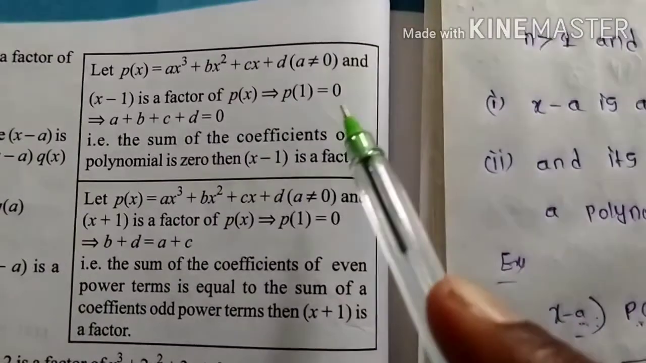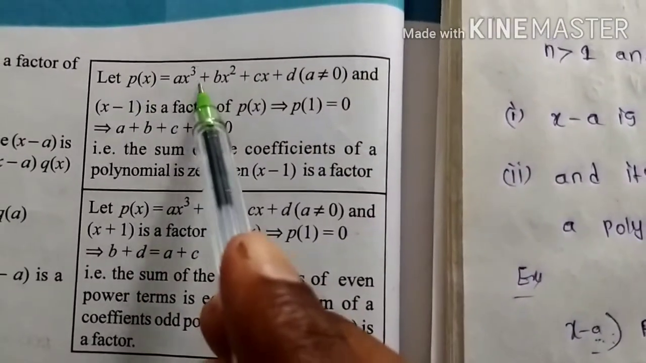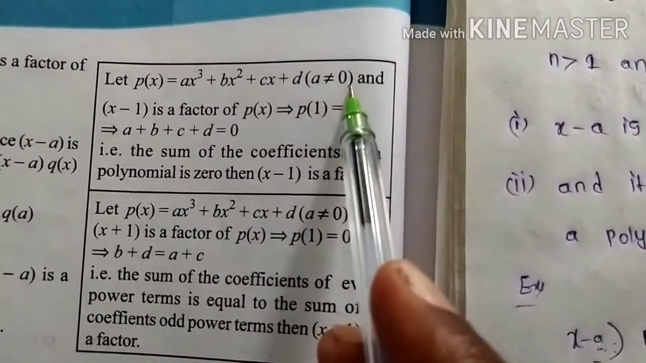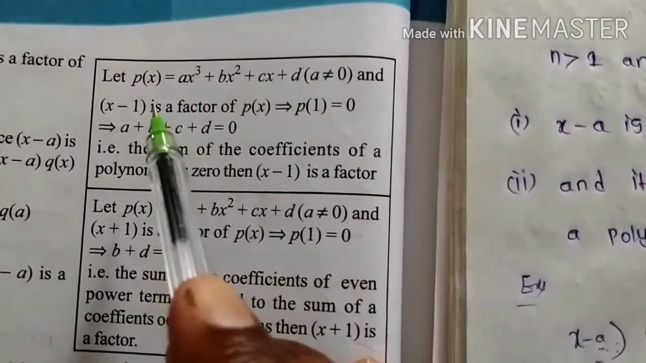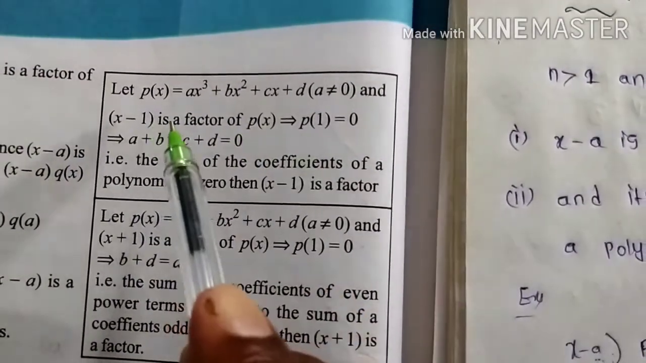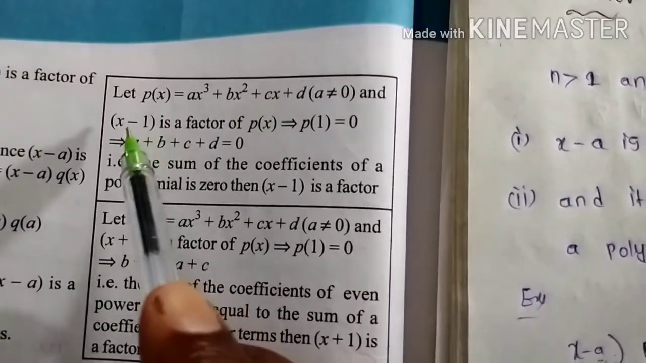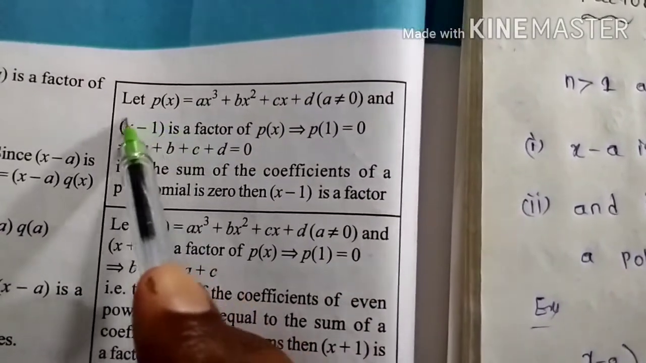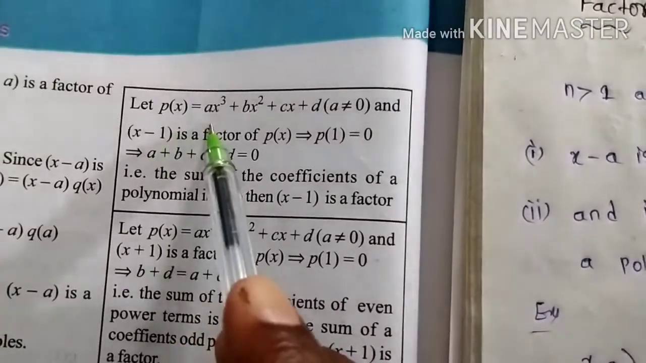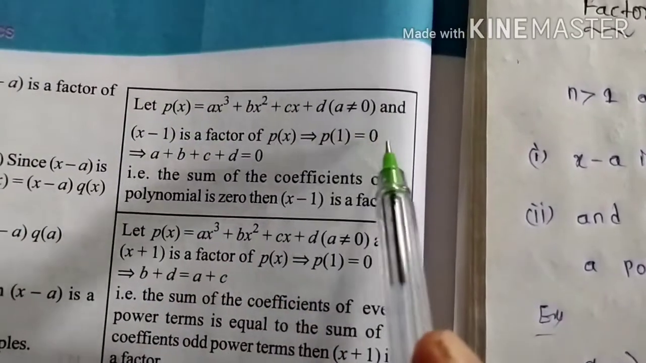Now you can see one of the most important questions. Let p of x be equal to ax cube plus bx square plus cx plus d. Here a is not equal to 0 and x minus 1 is a factor of p of x. They have mentioned that. What is the zero of x minus 1? You know x minus 1 is equal to 0 means x is equal to 1, or not? If you are transposing 1 to the right-hand side, what is the remainder? p of 1. That means p of 1 is equal to 0.